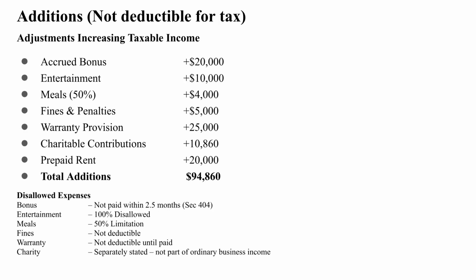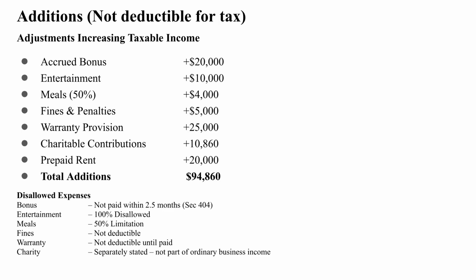Let's first look at additions. These are expenses recorded in books but not fully deductible for tax purposes, so we add them back to book income. For example, entertainment expenses are fully disallowed for tax. Meals are only 50% deductible. Fines and penalties are also not allowed as deductions. These need to be added back.